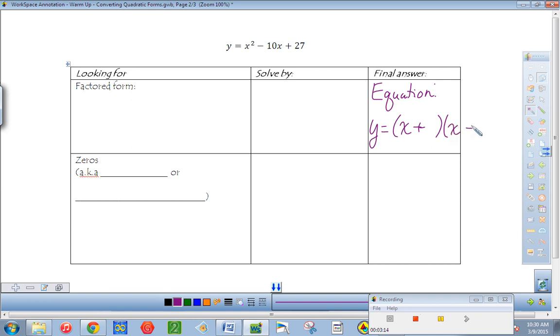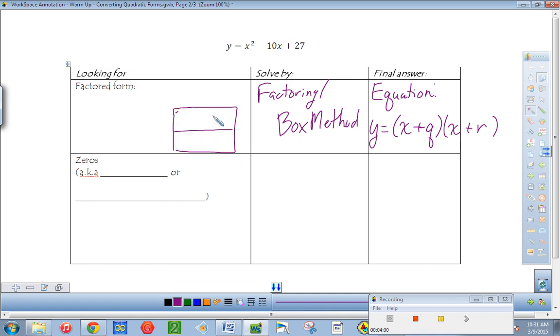What letters do you want to choose for these? It doesn't matter. Q and R. Whatever makes you happy. 3 and 7. So you can solve this by factoring. If you want to use the box method, you can. So we've got x squared, we've got 27, and we need numbers.